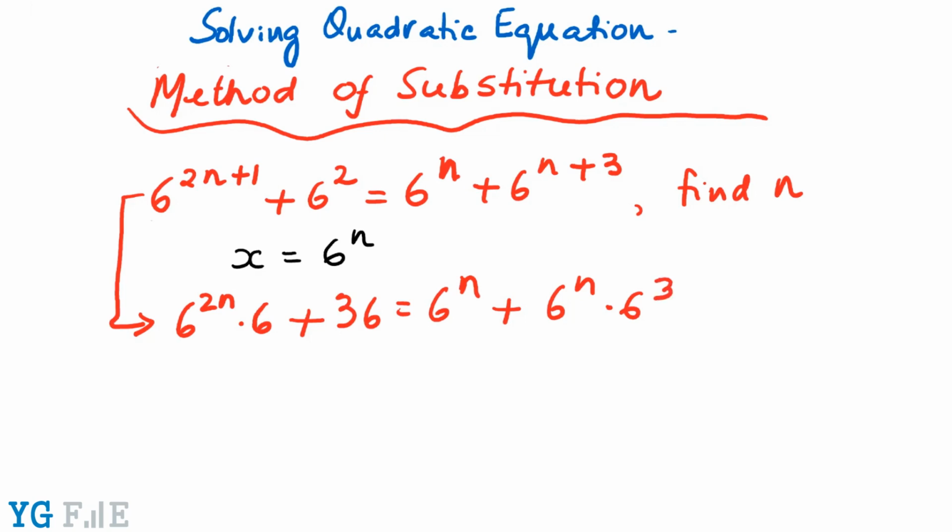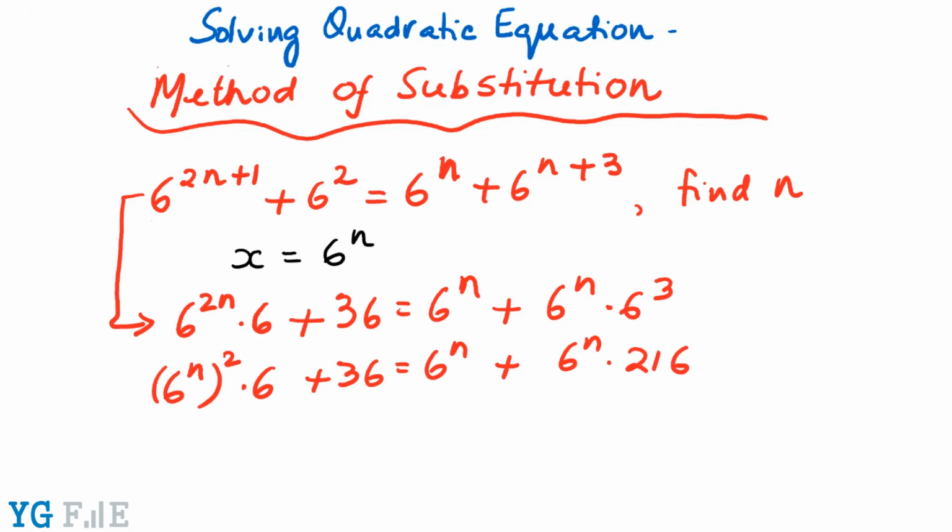So what we have done is we have tried to reduce everything possible into 6 to the power n. Reason is we are substituting x for that. So how do we do that? Remember, 6 to the power of 2n is same as writing 6 to the power of n square, because you multiply the exponents when you do this, and this will become 6 plus 36 equal to 6 to the power of n plus 6 to the power of n times 216, because 6 cube is 216.